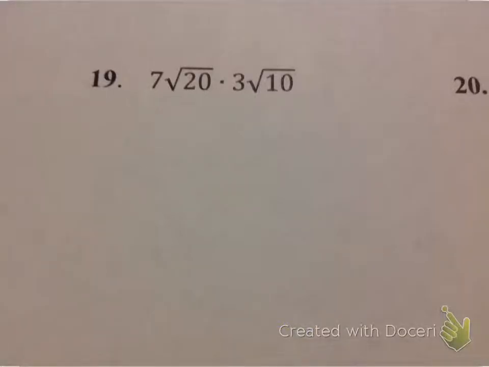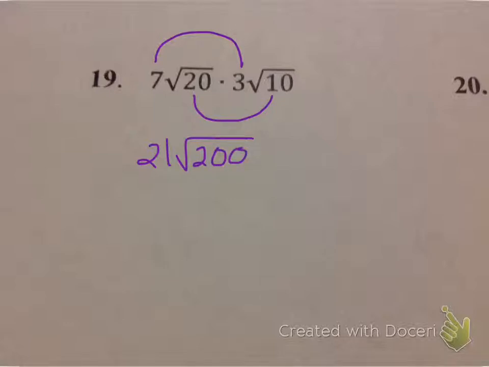Now, number 19. If you have a number in front, you multiply them. If you have numbers inside, you multiply them. So it's kind of like combining like terms, except I'm multiplying like terms. The 7 and the 3 multiply to be 21. The 20 and the 10 multiply to be 200. We can do that because anything that's in a square root can go with anything that's in a square root, and the numbers that are outside can go with each other.